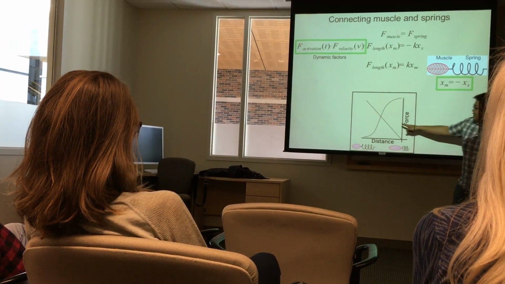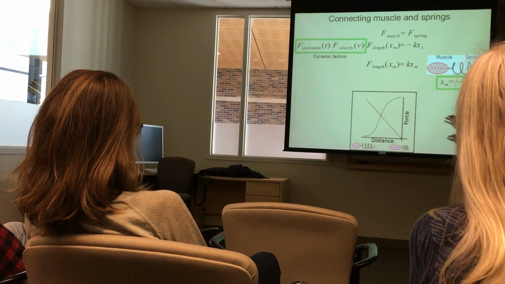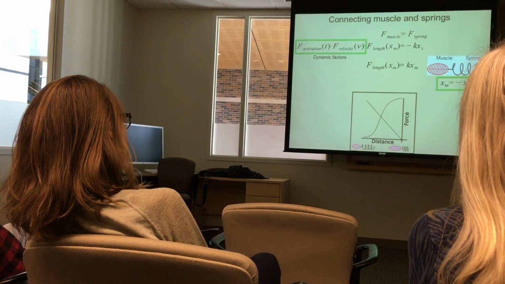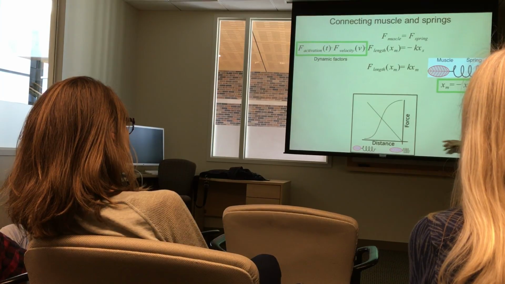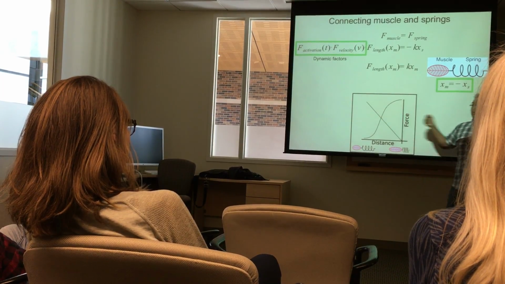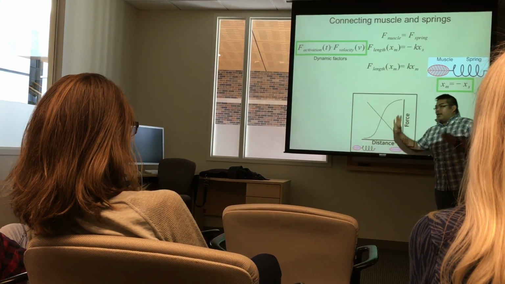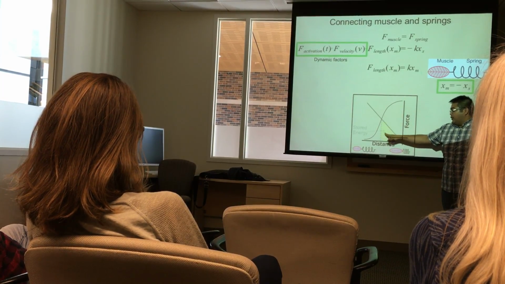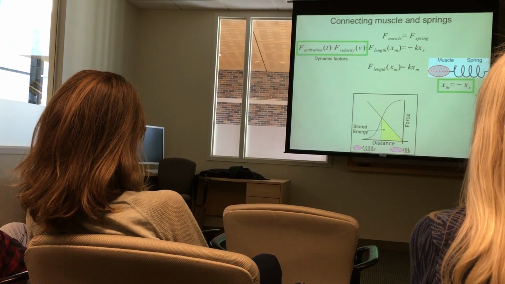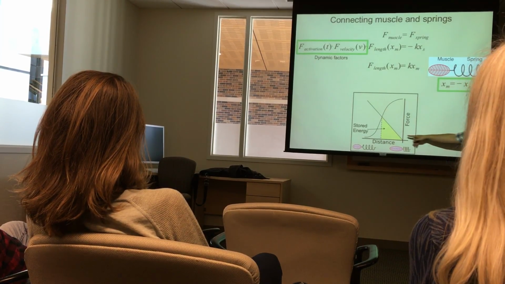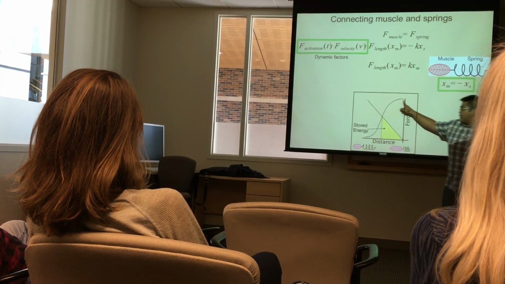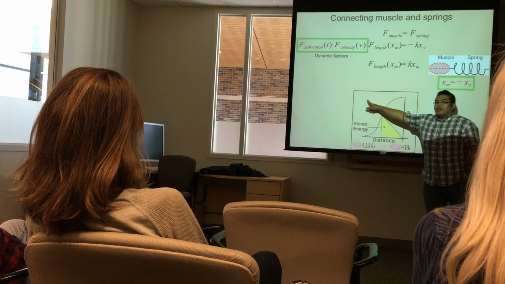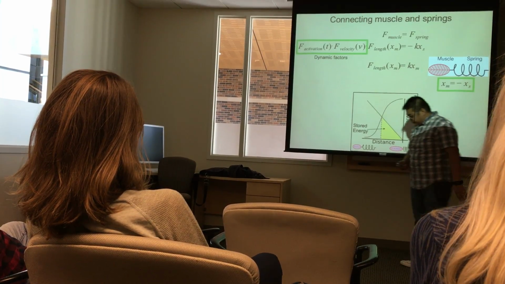And the really neat thing is this intersection point right here is the maximum stretch that the spring can have, and also the maximum that the muscle can contract. And if you look at the area under this curve right here, that's the maximum stored energy for that spring system, like the total maximum energy that you can have by having a muscle that looks like this and a spring that looks like that, right?